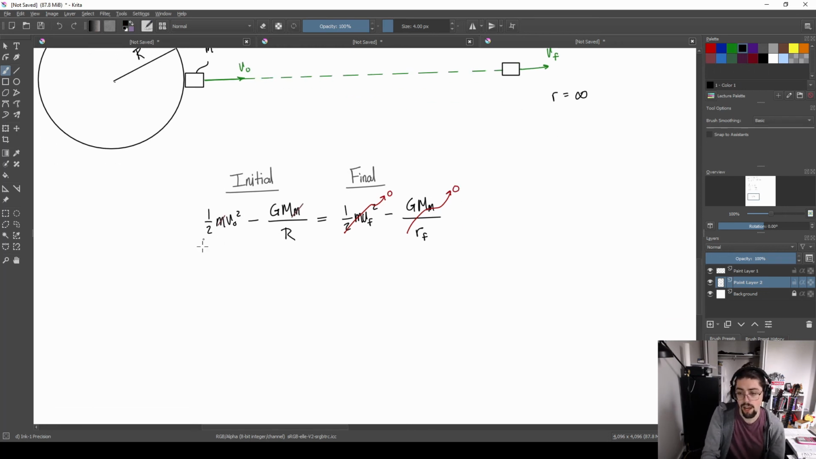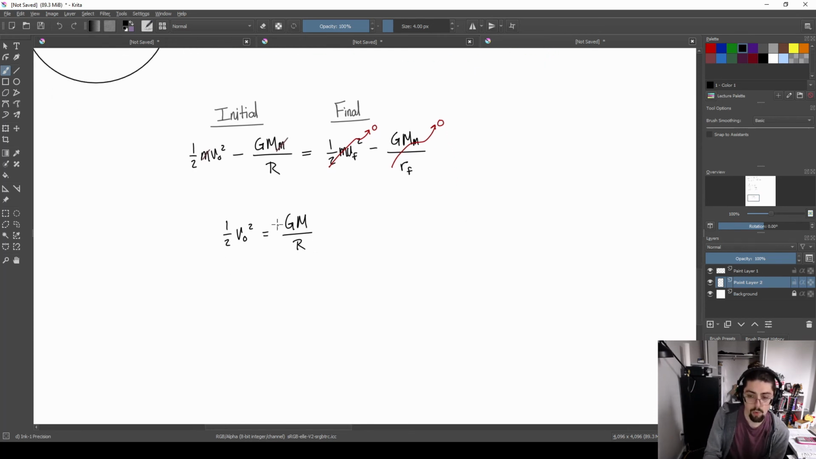We're looking for this V0. So it's going to become, first, 1/2 V0 squared is equal to G M over R, right? Because the whole right side of this thing turned out to be 0. Multiply both sides by 2, take a square root of each side. Here is a final expression for what the escape speed must be.